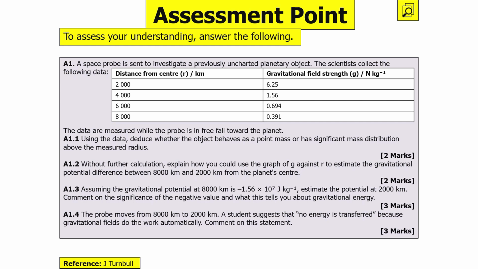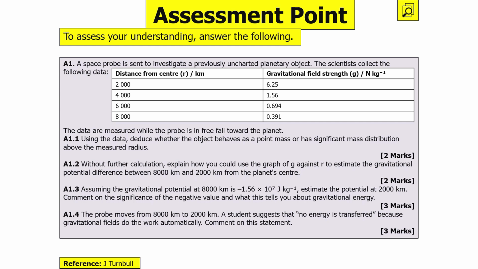Assuming the gravitational potential at 8,000 km is minus 1.56 times 10 to the 7 joules per kilogram, estimate the potential at 2,000 km. Comment on the significance of the negative value and what this tells us about the gravitational energy. The probe moves from 8,000 km to 2,000 km. A student suggests that no energy is transferred because gravitational fields do the work automatically. Comment on this statement.